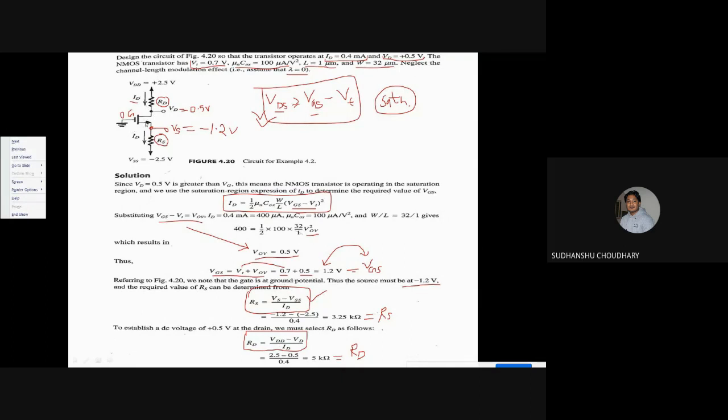There are many ways of biasing a circuit, which is of course not a part of this course, but it is right to understand that there are many ways of biasing the circuit. One has to establish VGS, and that VGS can be established in many ways. So one of the ways is this.